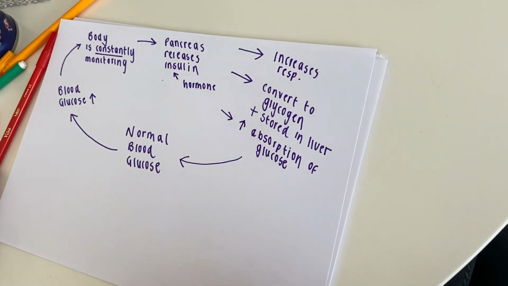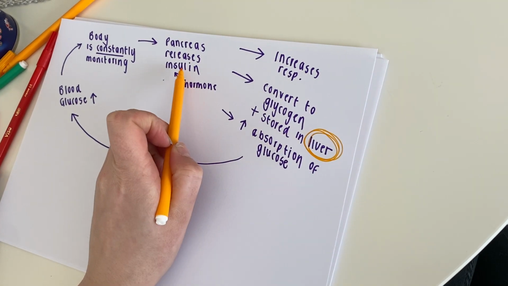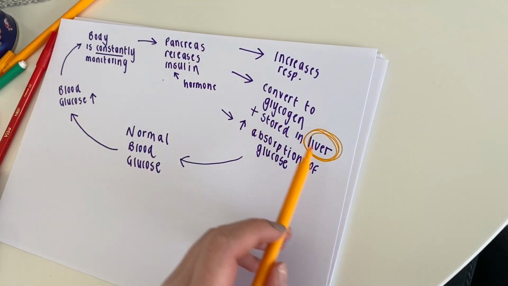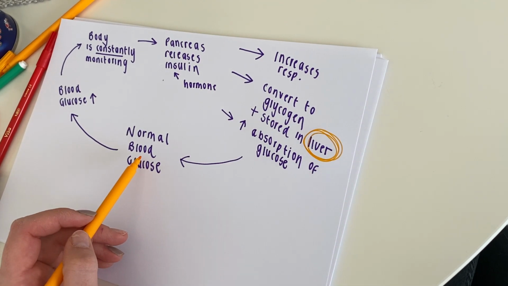Where in this case is our target organ? Our target organ is the liver. So the hormone is insulin. It is released from the pancreas, but it does its work in the liver. And this then brings blood glucose levels back to normal.